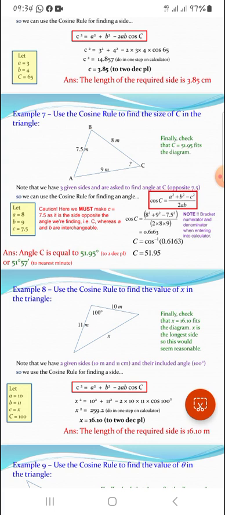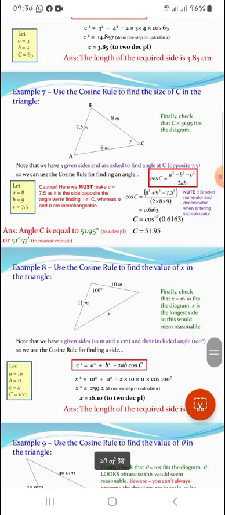So this is 64 plus 81, then minus 7.5 square. That means you have to add 8 square plus 9 square before you subtract 7.5 square. Then you divide the answer you get for the numerator by the answer you get for the denominator. At the end of the day, that will give you 0.6163 when you divide.